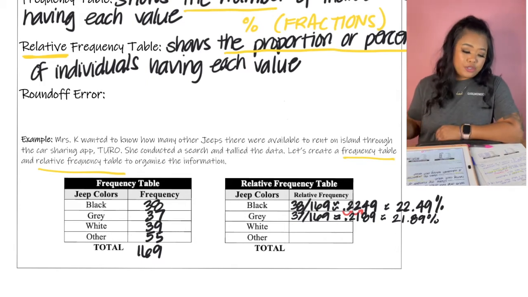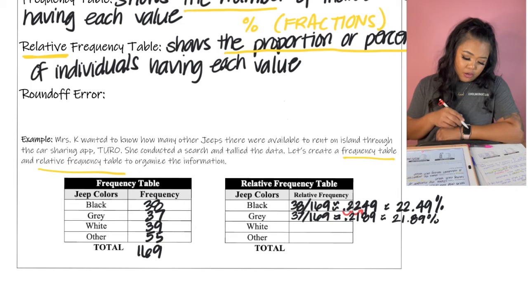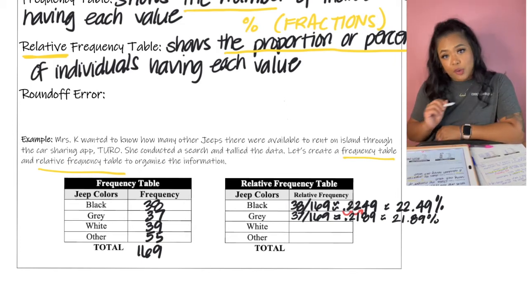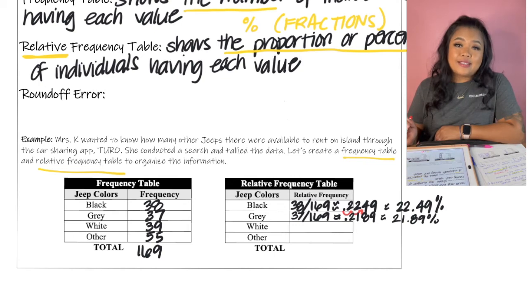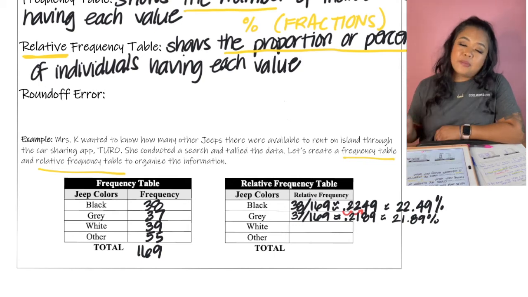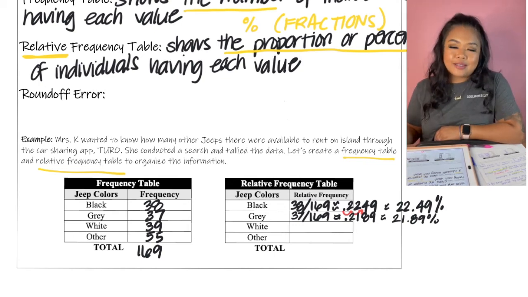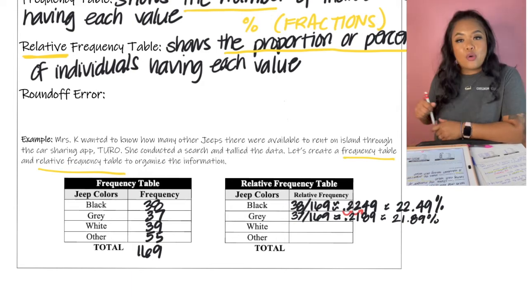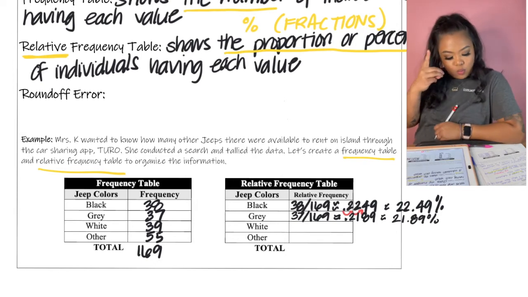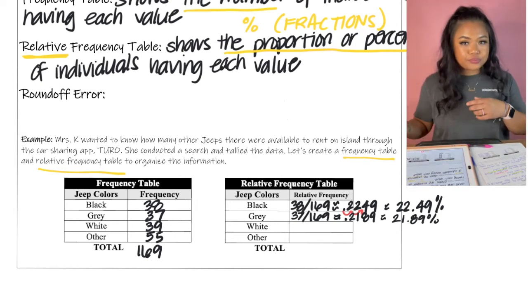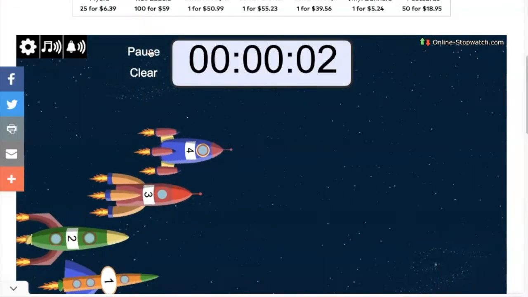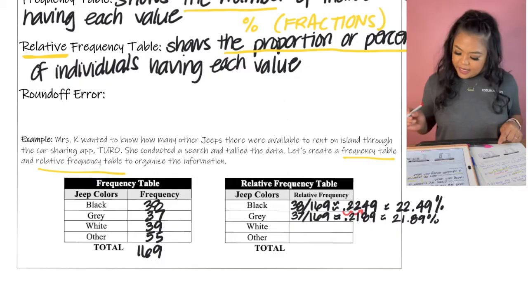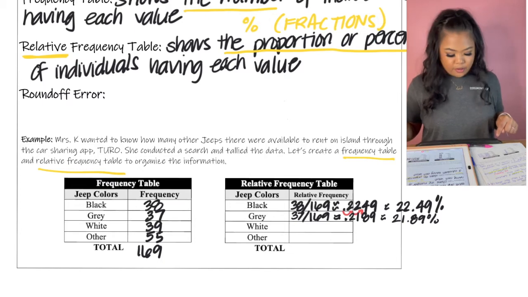I want you to try and do white and other Jeep colors on your own for filling up this relative frequency table. I'm going to give you 5 seconds to press pause on your device, and that way you can try it. Take as much time as you need, just in 5 seconds the video will continue to move on. Just make sure you pause it, okay? So in 3, in 2, and in 1, go. 5 seconds has elapsed, so we are back.